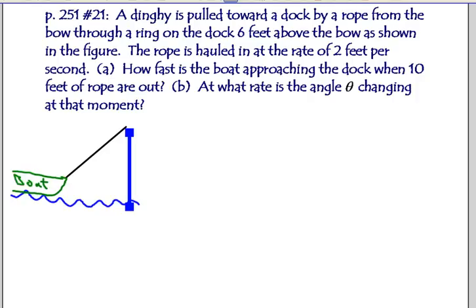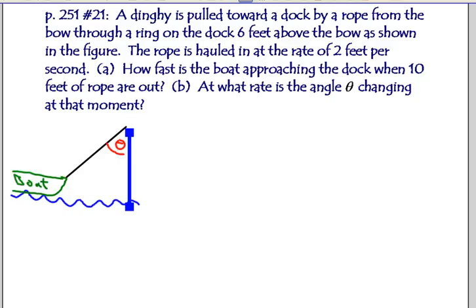I better refer to the book real quick, sorry about that. What is the angle theta that they're talking about? They're talking about the angle between the rope and the dock here. So that angle theta is this angle right in here. And as the boat is approaching the dock, hopefully you're looking at it thinking that angle is getting smaller. Okay, let's see what we've got here in our picture and see what we're working with.